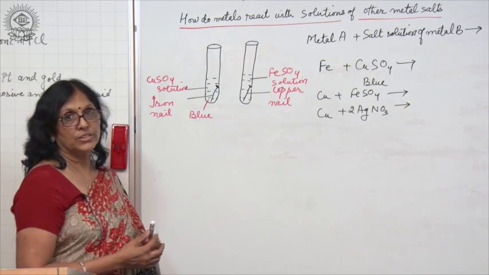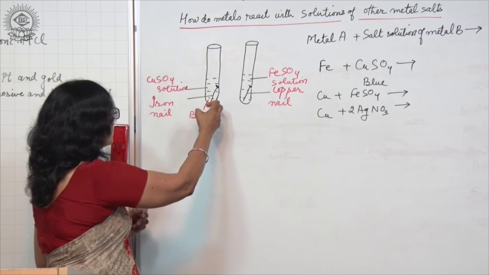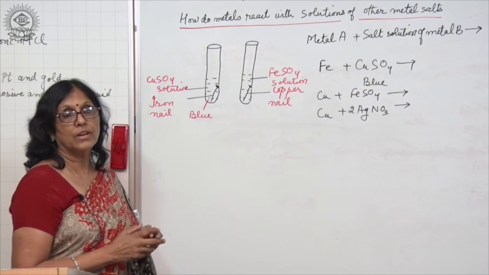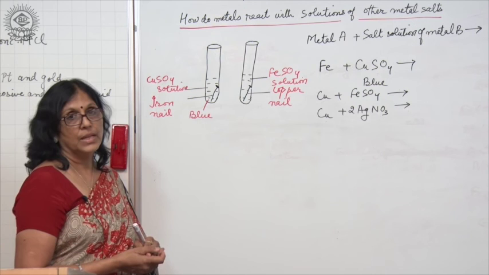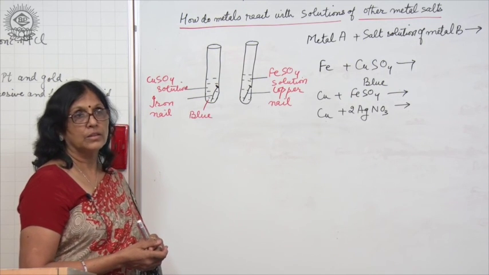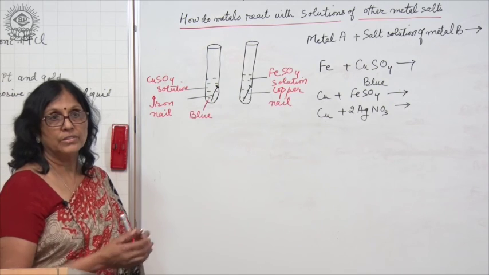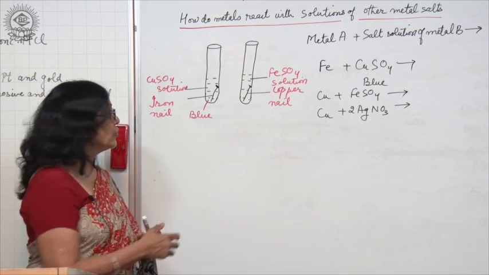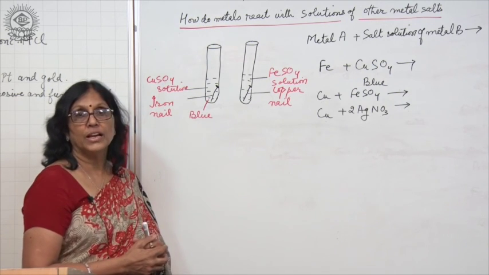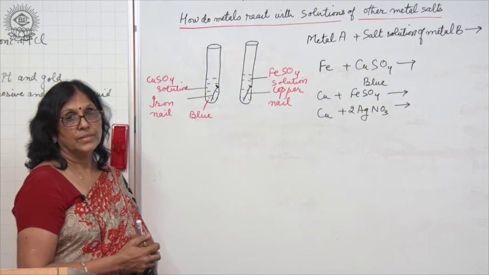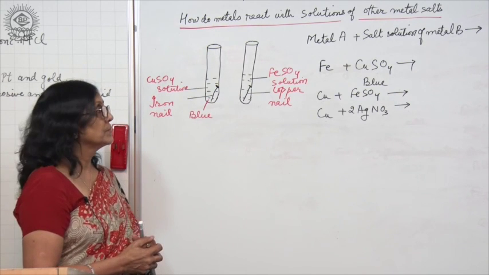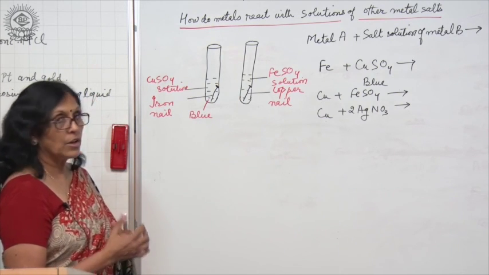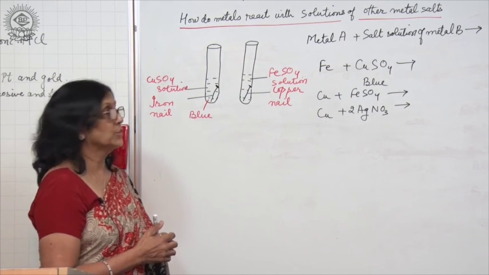You will find that in the case of the iron nail, the surface is covered by a reddish brown layer and the color of the copper sulphate solution is also a little bit faded, whereas there is no change in the other test tube, no reaction has occurred. Do you know why? You have already studied about it, think over it, why this has happened.